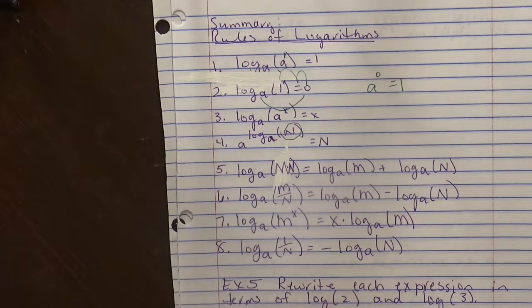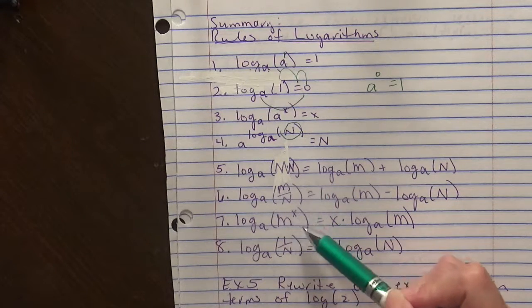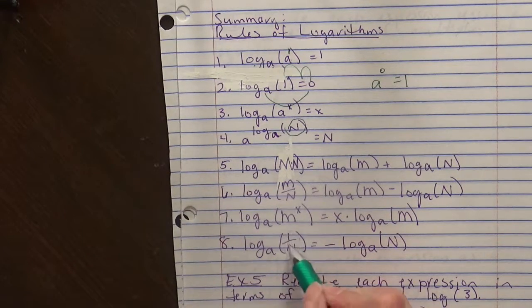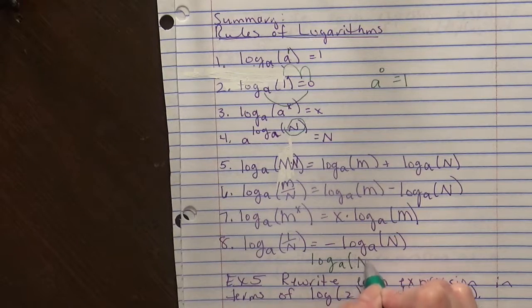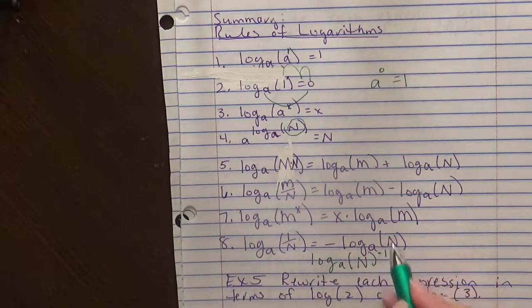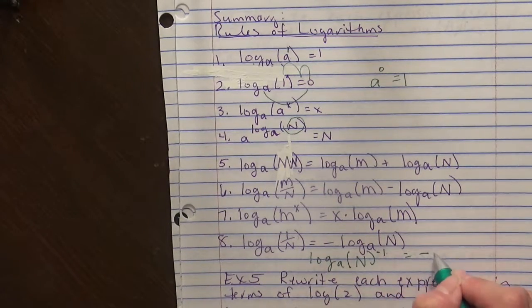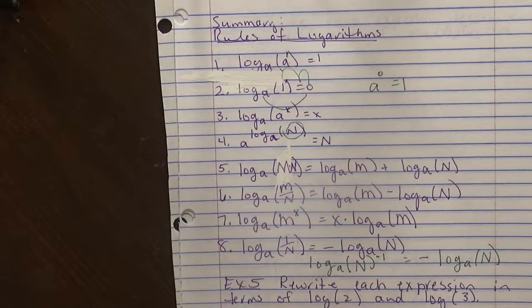And then 5, 6, and 7 are the rules that we just learned. The product rule, the quotient rule, the power rule. And rule 8 is the last example that we did. It's just a matter of writing this 1 over n as n to the negative first power. So log base A of n to the negative first power, and then bring the negative 1 to the front and make it a coefficient, and it gives you your negative 1 times log base A of n. So they kind of feed on each other.